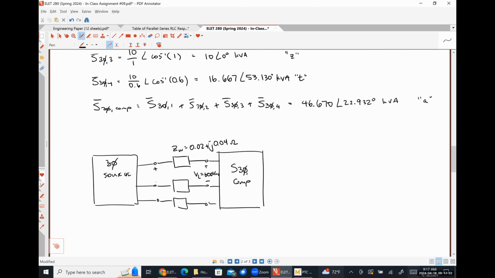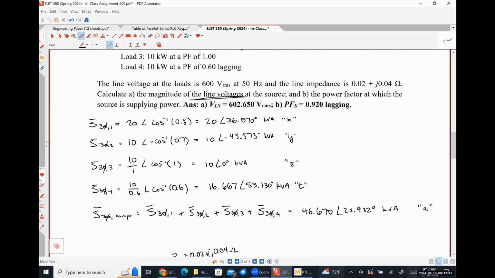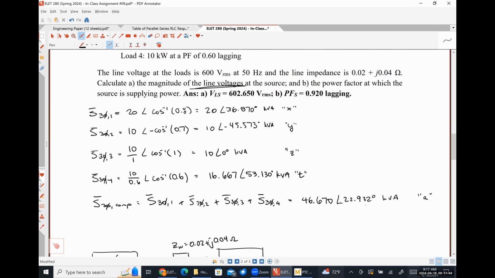So I'm going to call that voltage over here VLS to differentiate it from what we already have. And we are also asked to determine the power factor at which the source is supplying power.